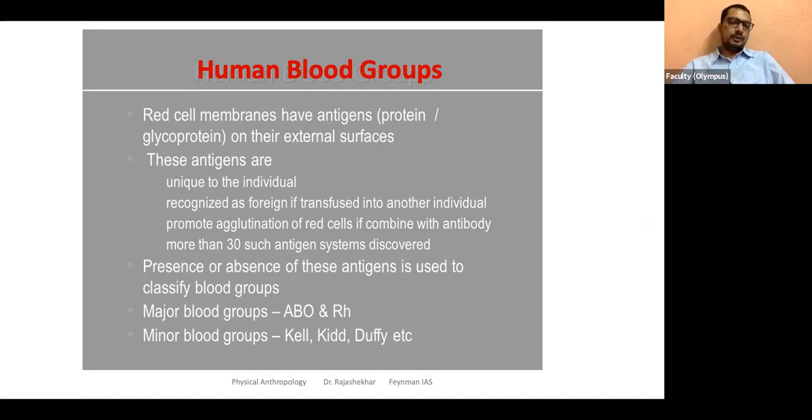Okay, so major blood groups are ABO and RH. Minor blood groups are there, like the Bombay blood group and Duffy blood group, which can be taken as examples. Okay, so our focus here is ABO blood groups. So what defines blood group in a person? How or what qualifies a person to be called an A blood group person or a B blood group person? What makes a person to have A blood group or to be considered an A blood group person?